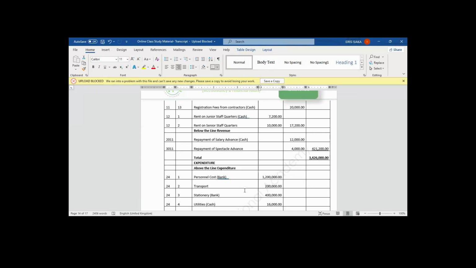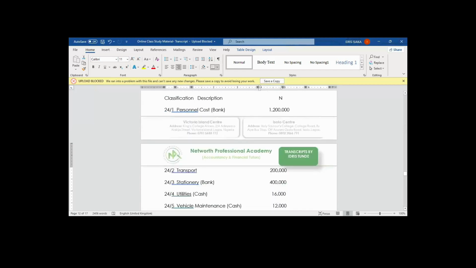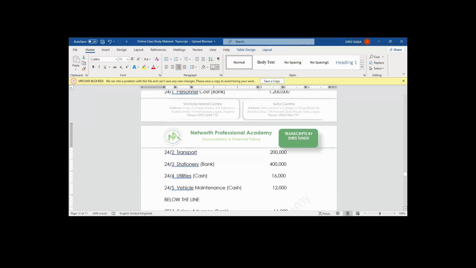Assuming they have different heads, where am I going to put it? Subtotal. Since they have the same head, I will put it under amounts. If you look at the question, you can see above the line expenditure, they have the same head.